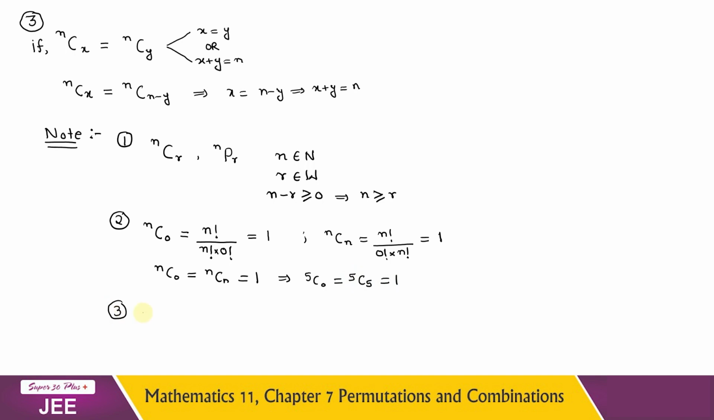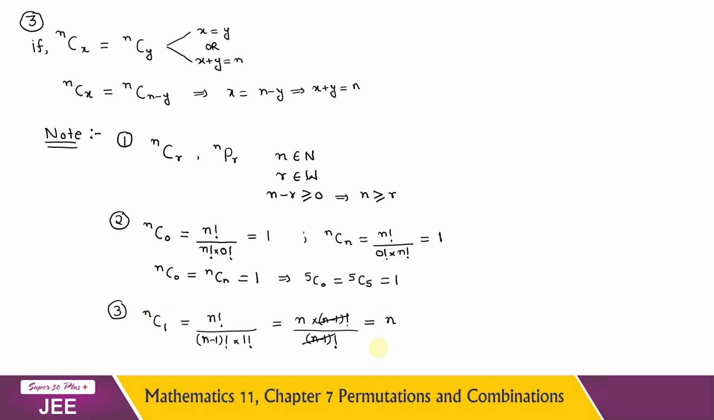Third, if I ask you what is the value of nC1, this can be written as n factorial divided by n minus 1 factorial into 1 factorial. So this is basically n multiplied by n minus 1 factorial divided by n minus 1 factorial. So the answer comes out to be n. So nC1 is always equal to n.